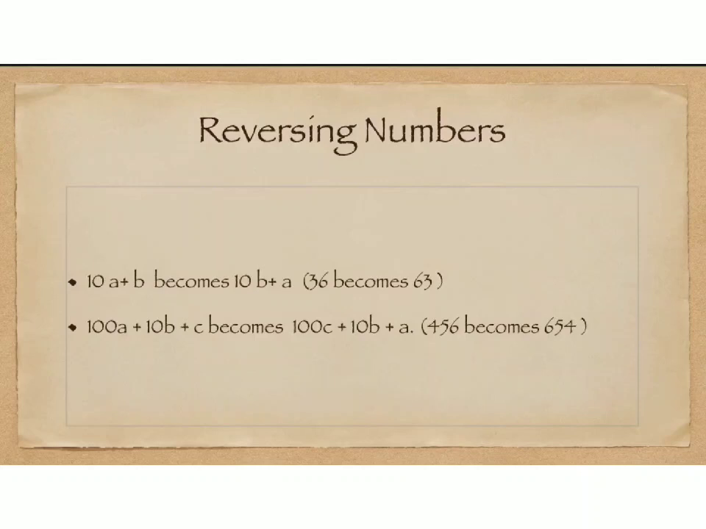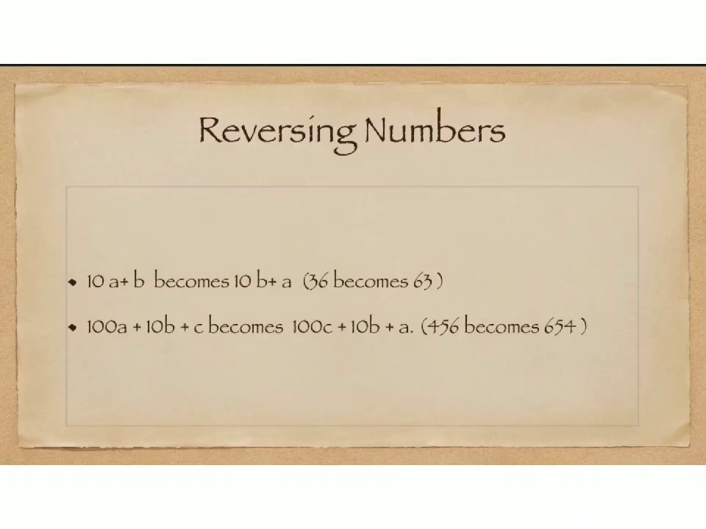And if we reverse the three-digit number 100A plus 10B plus C, the new number formed is 100C plus 10B plus A. For example, 456 becomes 654, meaning only the 100's and 1's positions are interchanged.